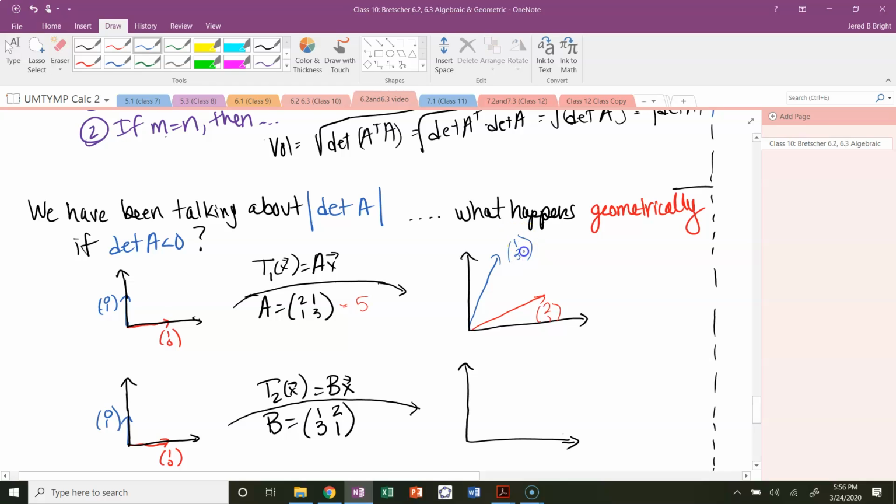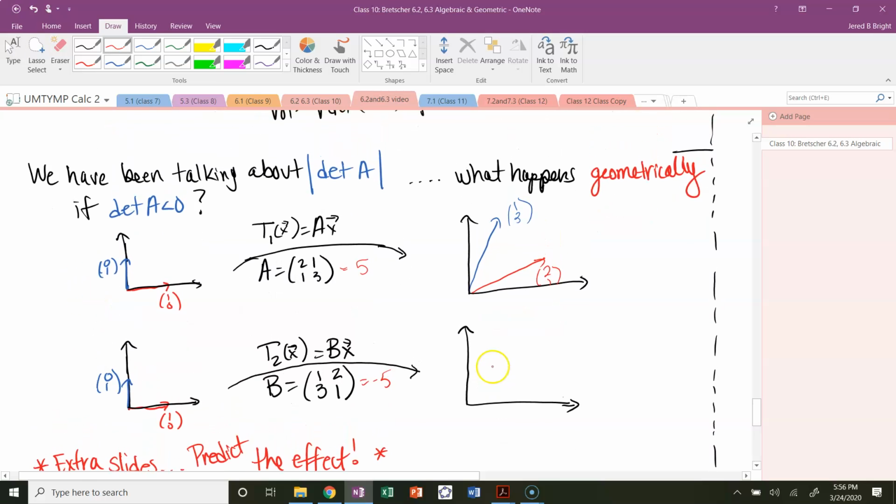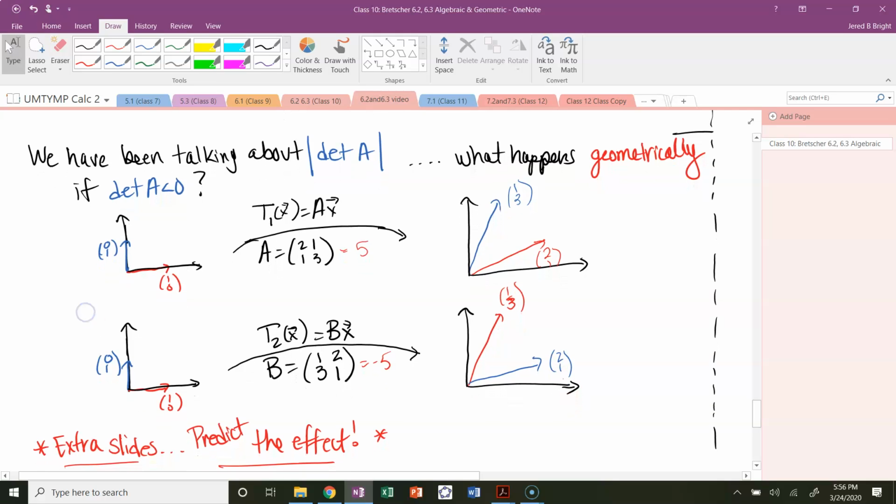Okay, and so now if we reverse the rows, or reverse the columns, this determinant ends up being -5, right? So then if we do this, what ends up happening is that the vector 1, 0 goes to now the vector 1, 3. And the other vector, 0, 1, now goes to the vector 2, 1. So they effectively reversed.